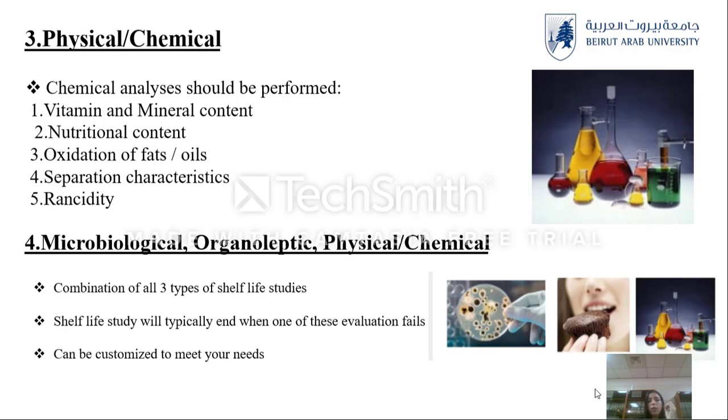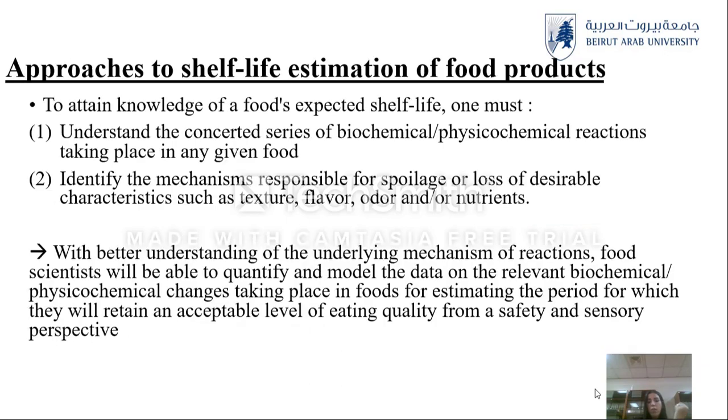Physical and chemical: they will do chemical analysis to check the vitamin and mineral content, the nutritional content, the oxidation of fat and oil, separation characteristics, and rancidity. By combining the three factors, physical and chemical, microbiological, and organoleptic, we can agree on a combination of all types of shelf life studies. We can typically end by evaluating the failure of any of the aspects, to be able to agree on one shelf life. So it should be customized to meet your needs.